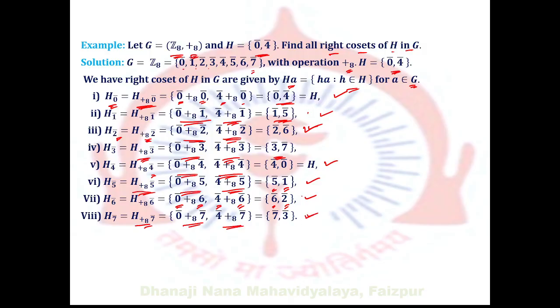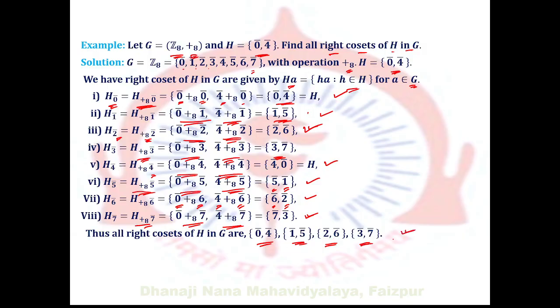So thus here we have 4 distinct right cosets of H in the given group G. So all the right cosets are the sets containing 0 bar, 4 bar; 1 bar, 5 bar; 2 bar, 6 bar; and 3 bar, 7 bar. Note that here all the right cosets are distinct. They are all disjoint.